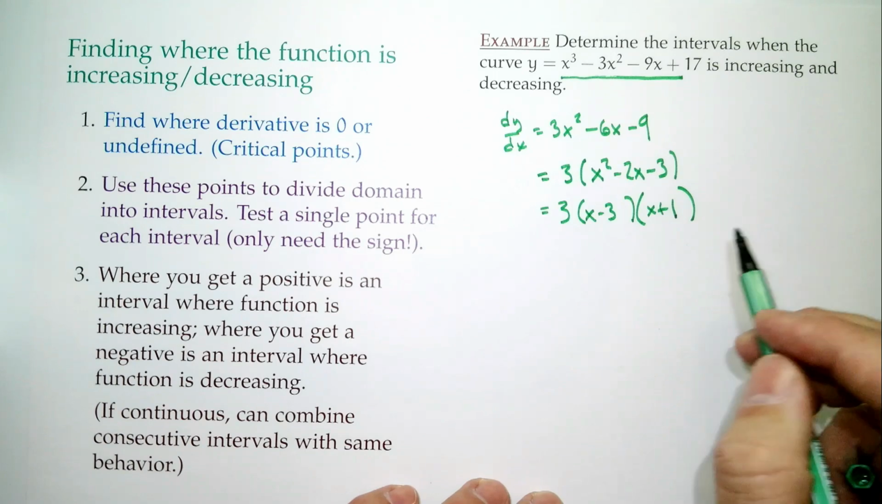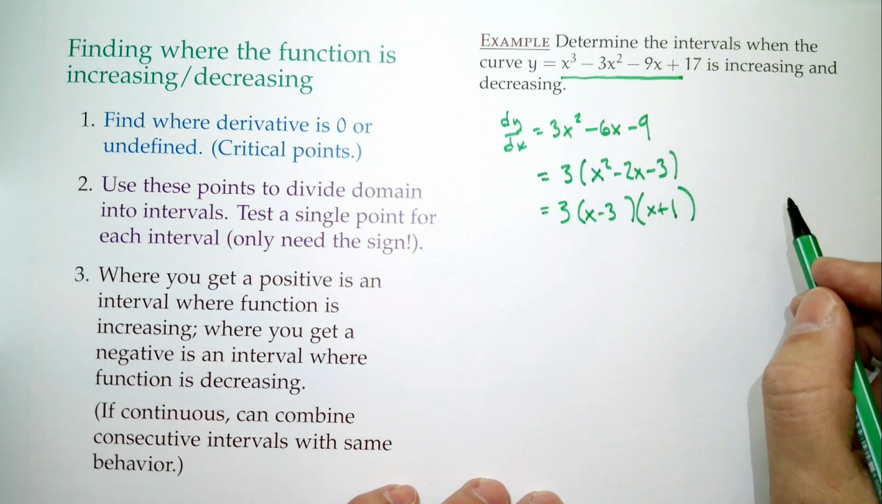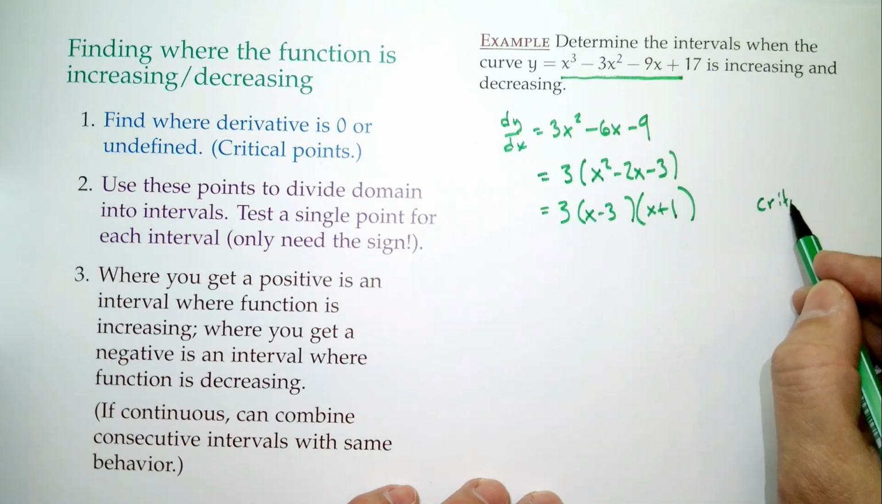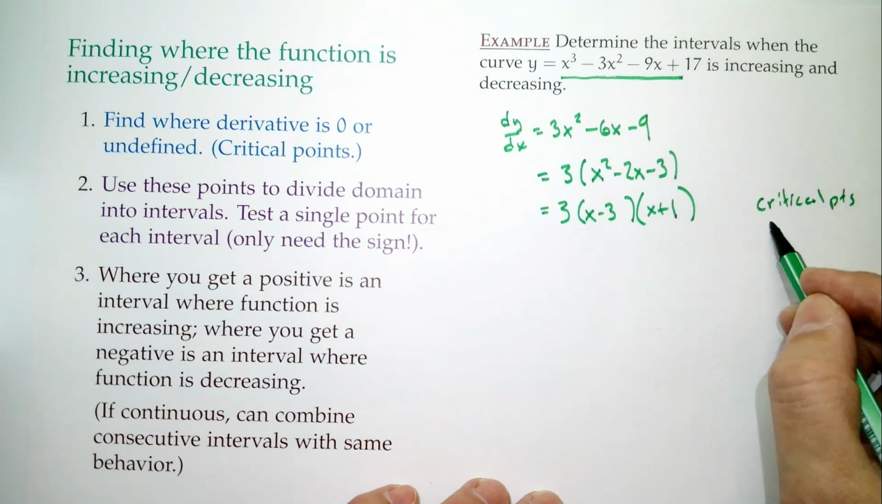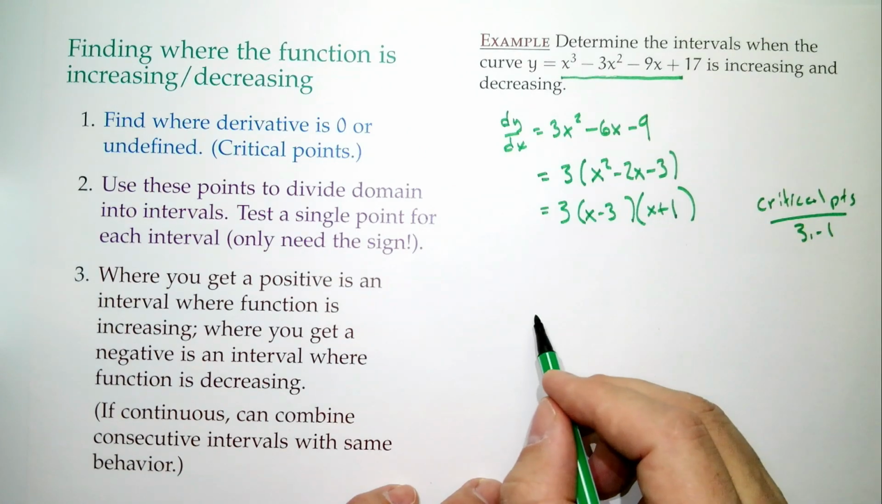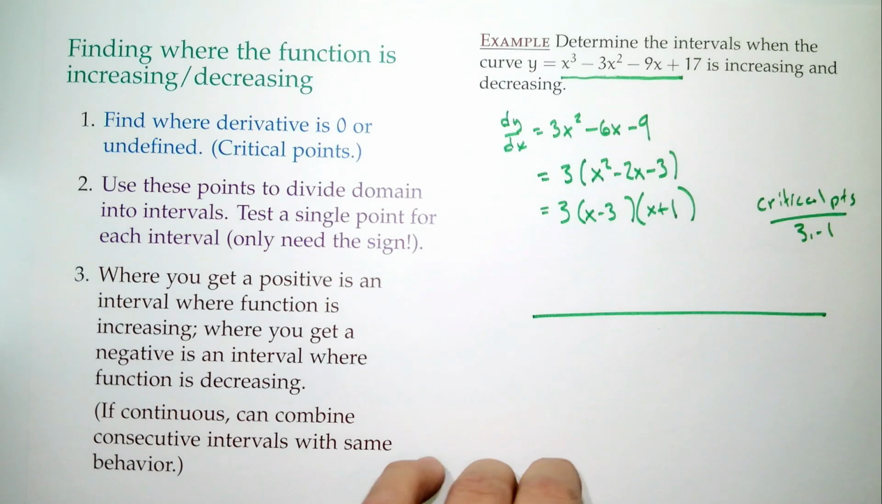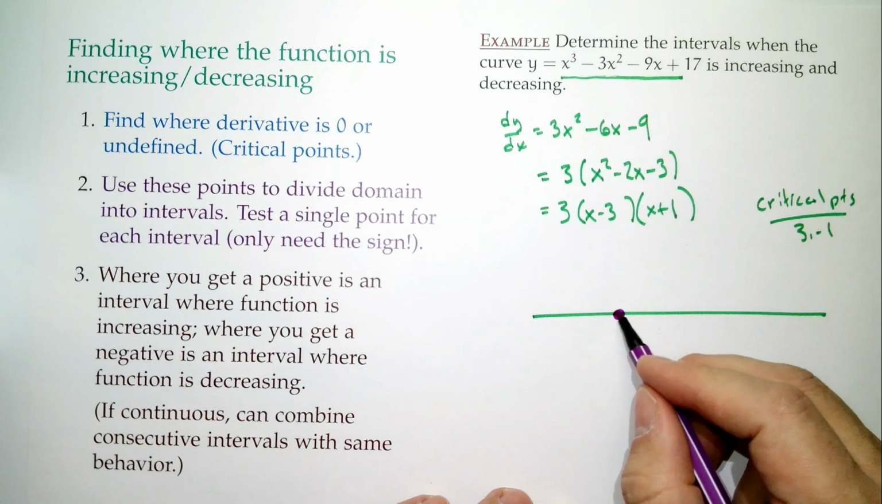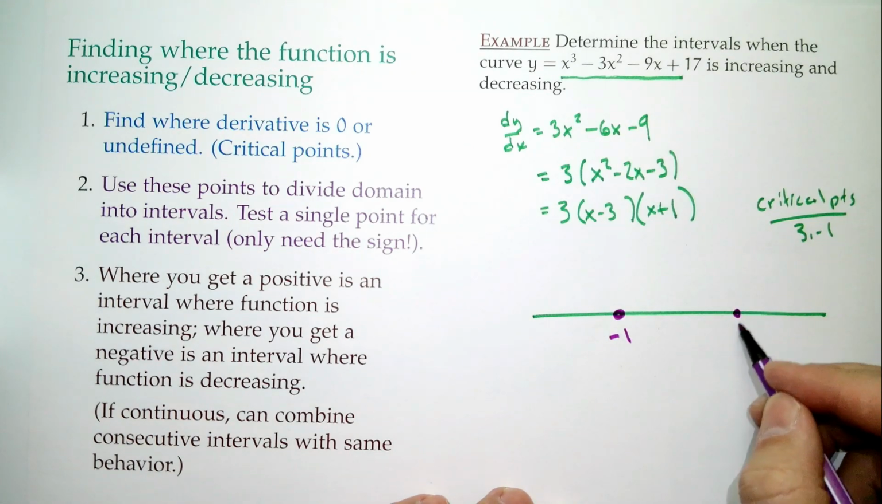So, where is the derivative 0? Where are the critical points? At 3 and negative 1. So now, draw the line. That's not a line to divide the problem into 2 parts. This is the number line, and we're going to mark our 2 points, negative 1 and positive 3.